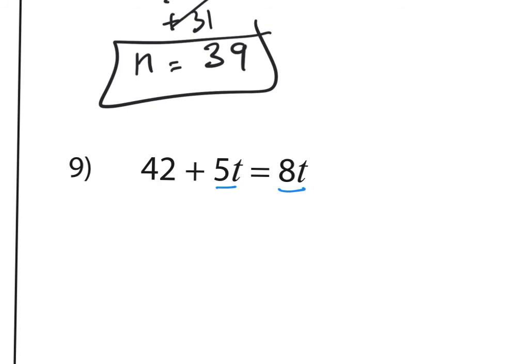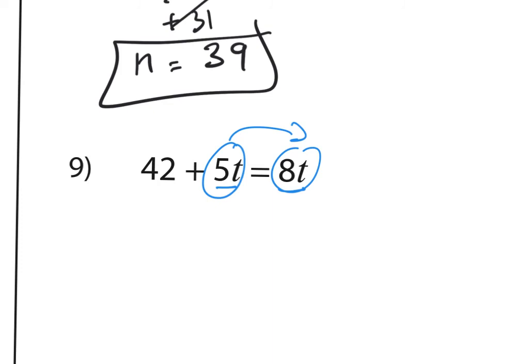So we have a choice here. We have 2 choices, actually. We could either move 5t to the right, or we can move 8t to the left, right? Now I want to isolate t, so I don't want to leave it next to 42. So instead of moving 8t to the left, I can just move 5t to the right.